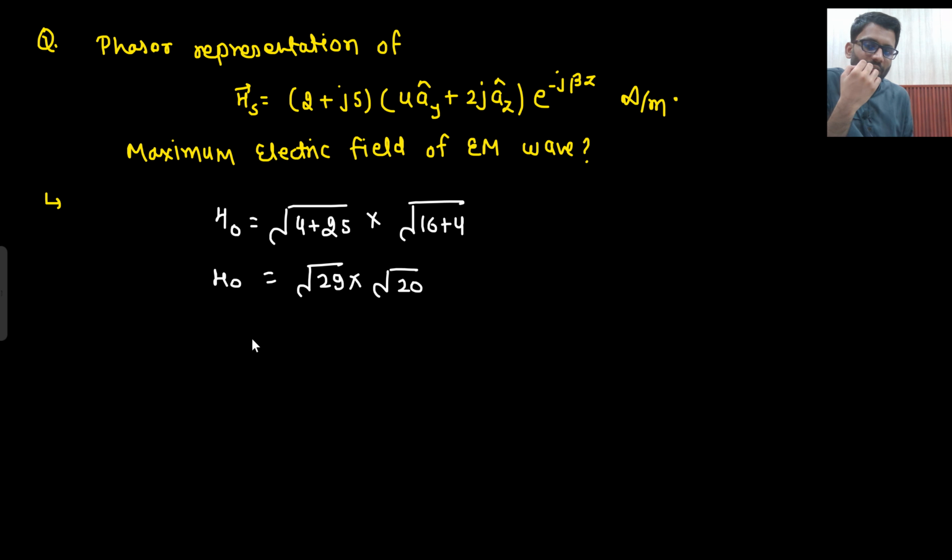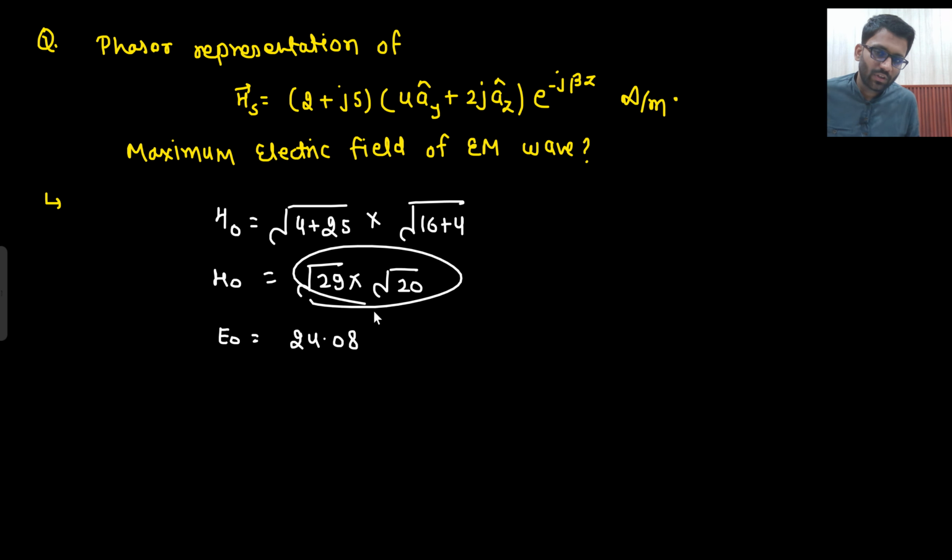So this is your H naught. What will your E naught be then? It is H naught into eta. That's it. So what would that be? Root 29 into root 20 into root 20, that is 20 times root 29, which is about 24.08 eta.